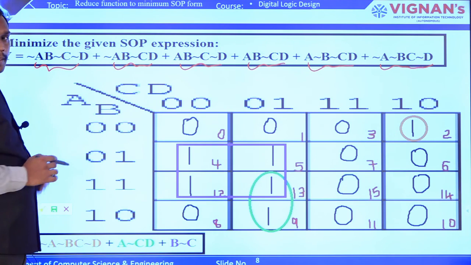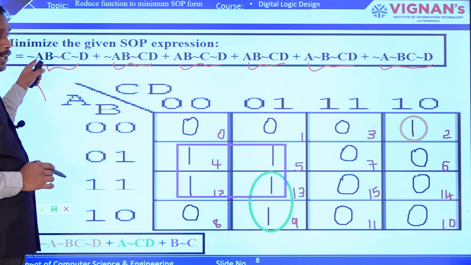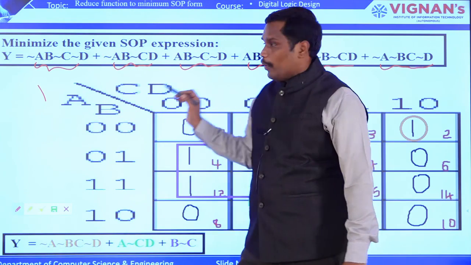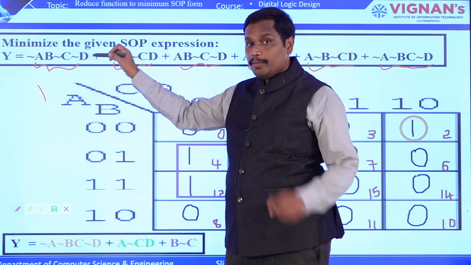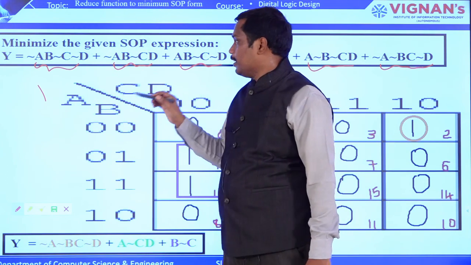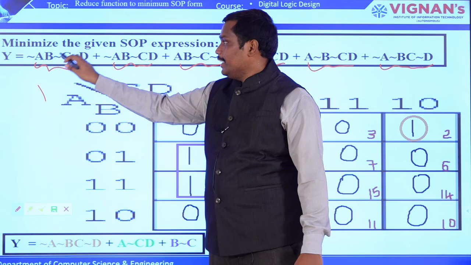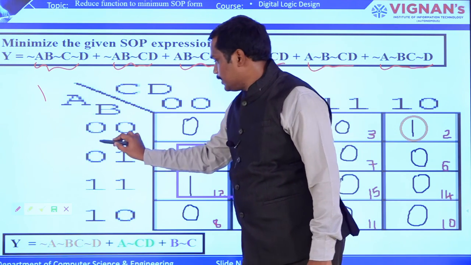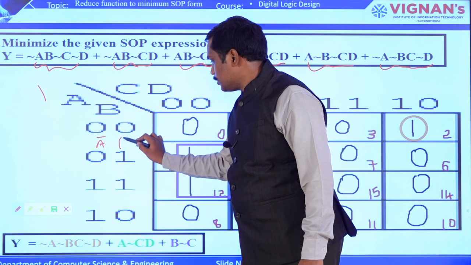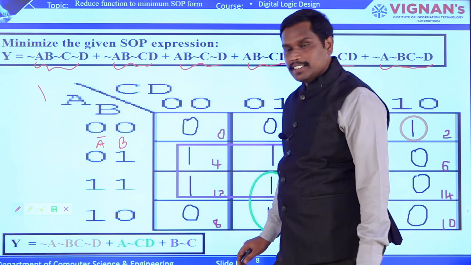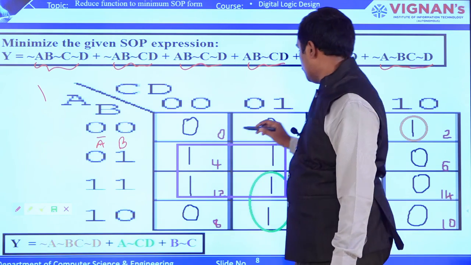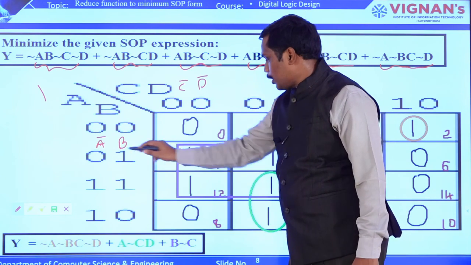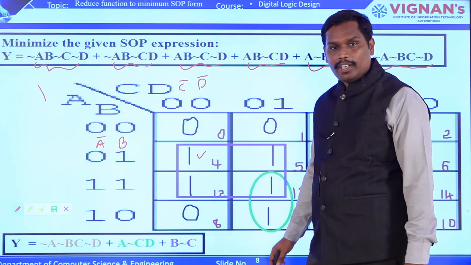This is A bar, B, C bar, D bar, the first term. When plotting it, as per the rule, you have to plot it with 1. So A bar, B: this is A bar, this is B. And next, C bar, D bar. So this particular position you have to mark 1. I have marked 1.